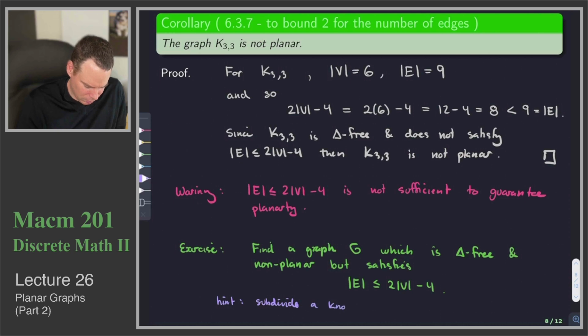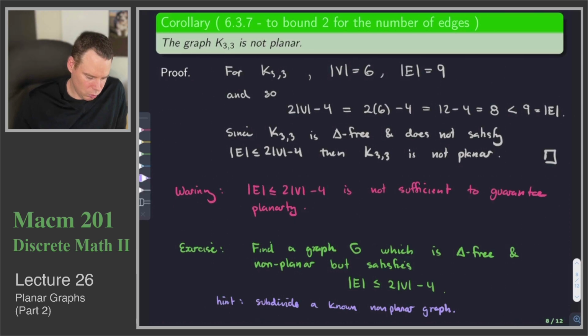a known non-planar graph to come up with this example. Right, I'm interested in finding a non-planar graph which satisfies an inequality. So start with a non-planar graph and subdivide it until you get it satisfying that inequality. All right, so now we've shown that K5 and K3,3 are non-planar. We've also got a couple of properties that planar graphs have to satisfy.